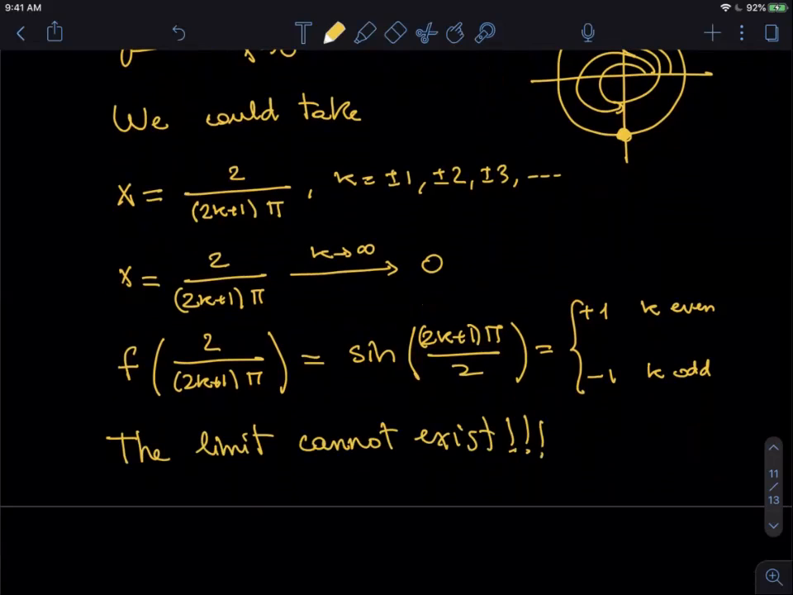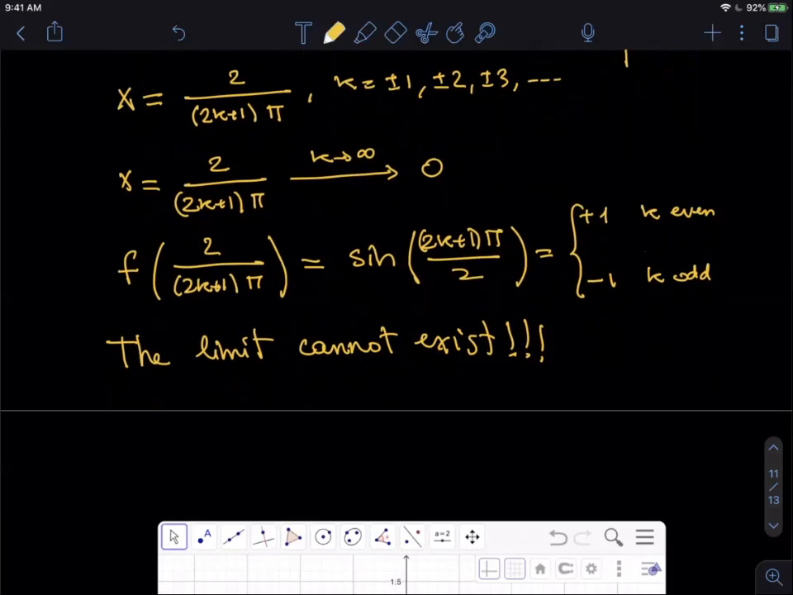Before, we found a sequence of x's that approached 0, but then it looked like f was always 0 on that sequence. But now we have found another sequence that sometimes it's always 1, sometimes it's always negative 1. So what is the limit? We have the problem because we can always find one of these values that is as close as we want to 0. And the value of f can be 0, can be 1, can be negative 1. So the limit cannot exist.